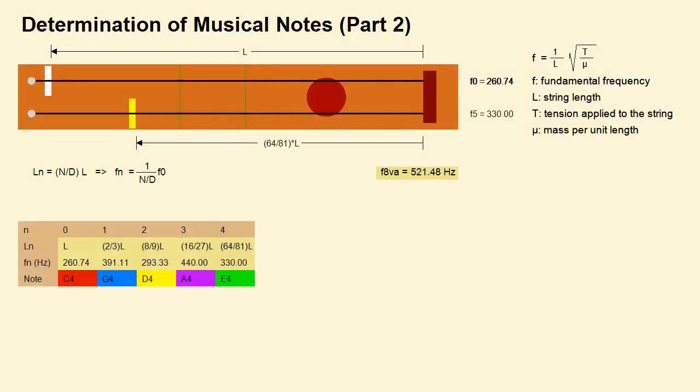The 5 notes of the pentatonic scale obtained in the previous video are shown on the screen. By the end of this video, you will be able to produce the 12 musical notes used in Western culture.